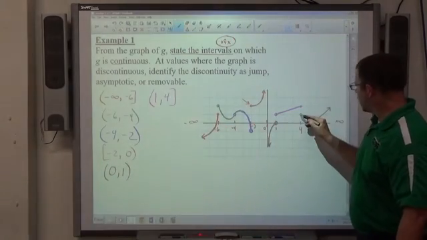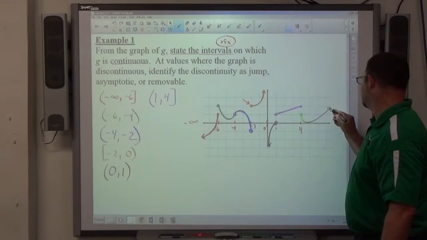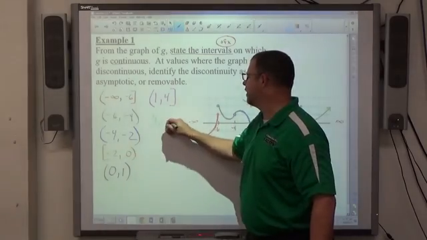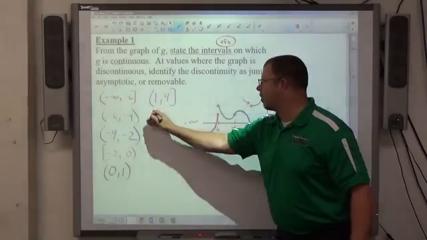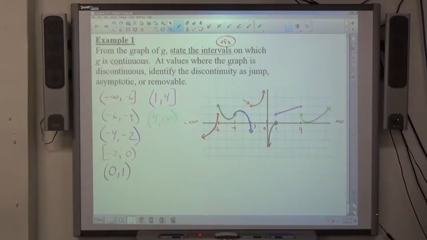And the final one starts here with an open circle and continues in this direction infinitely. The arrow says it goes all the way to infinity, so we're starting at 4, ending at infinity. Open circle at 4, parentheses; parentheses is always used for infinity. So there's my intervals of continuity.